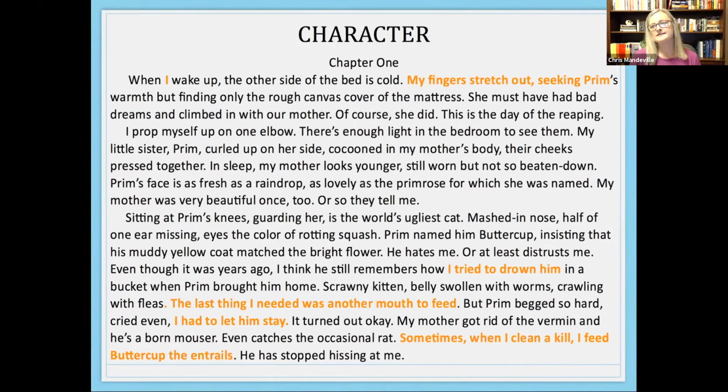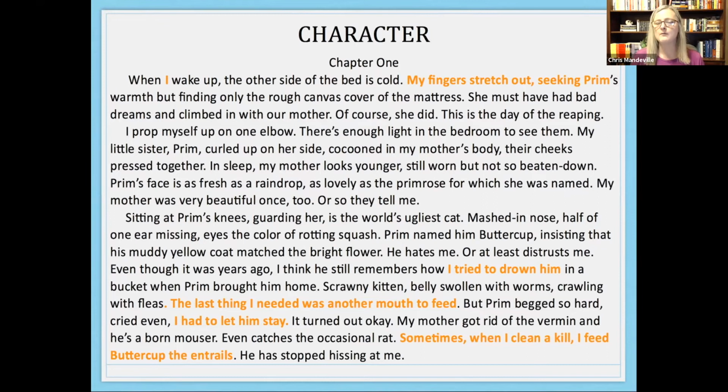Now we're going to focus on the elements of character that are revealed in this first page. I won't read it to you again, but I have highlighted the parts about Katniss, the things that are about our protagonist directly on this first page. There is not very much there. She reaches for her sister when she wakes up. She tries to drown this cat. The last thing she needed was another mouth to feed.